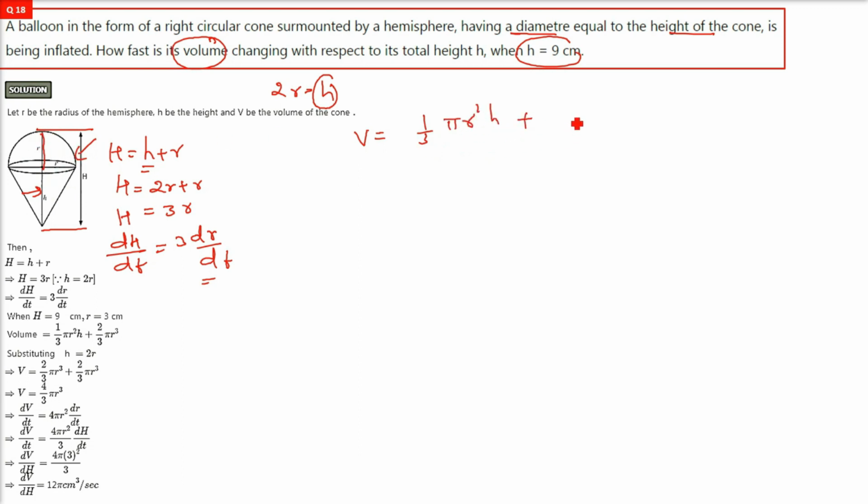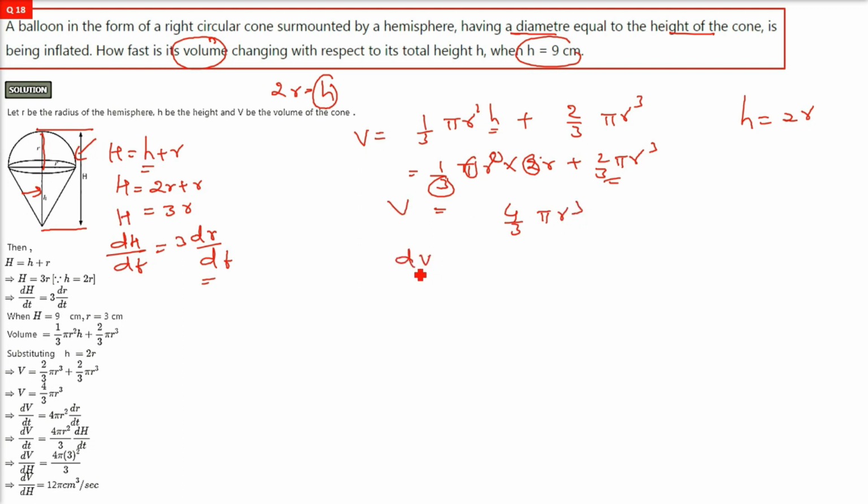What is the volume? Just add the volumes: 1 by 3 pi r square h for the lower part and 2 by 3 pi r cube for the upper part. Since h is equal to 2r, just replace h by 2r. So 1 by 3 pi r square times 2r gives 2 by 3 pi r cube, and adding 2 by 3 pi r cube gives 4 by 3 pi r cube. So the volume of the whole shape is 4 by 3 pi r cube.